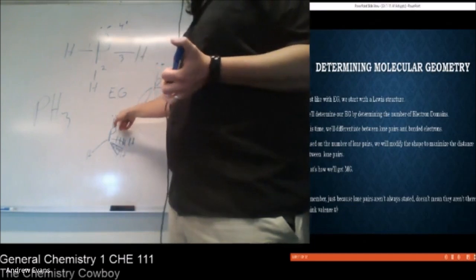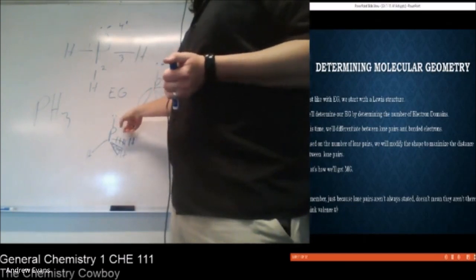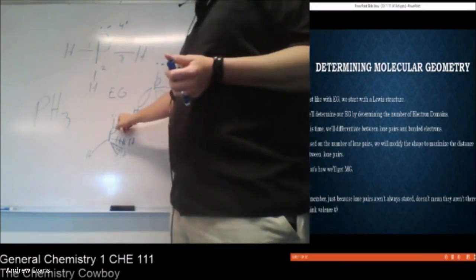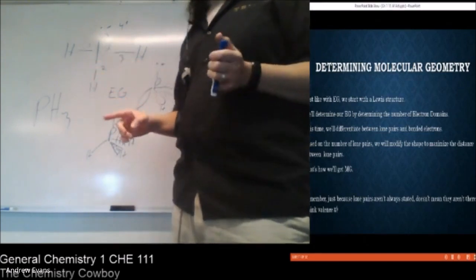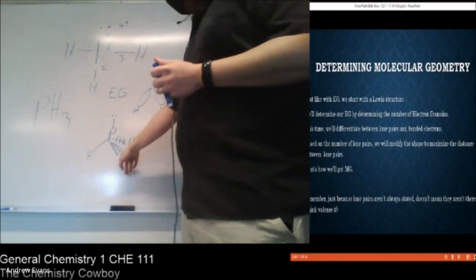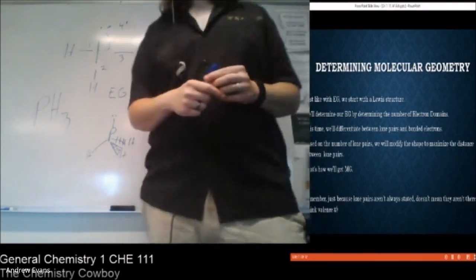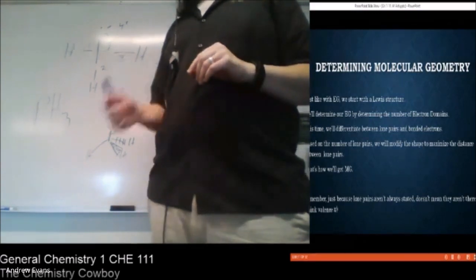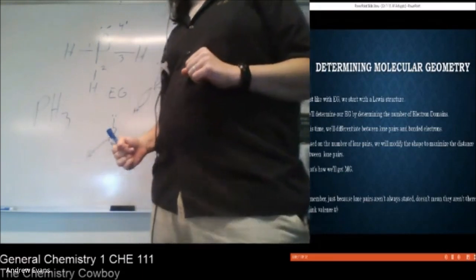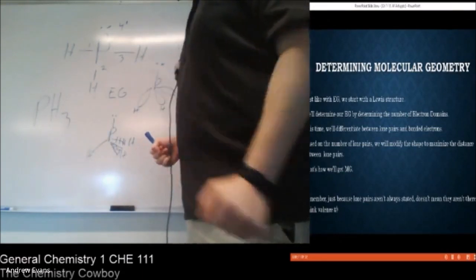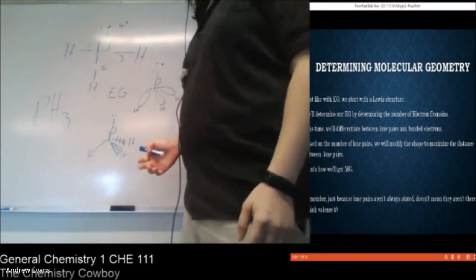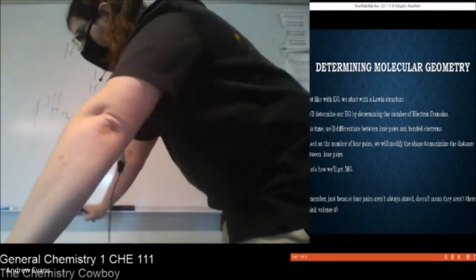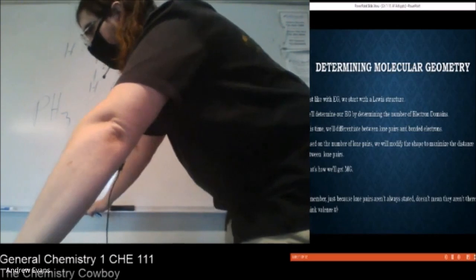Whenever we have a flat line on a structure, these guys are considered to be flat on the paper. So whenever we have just a line, we consider those guys flat. Whenever we draw a wedge, we consider those guys coming towards us, coming out of the paper. Whenever we have a dashed structure, we consider those to be going into the board, away from the structure. So essentially we have a flat hydrogen, a hydrogen coming towards us, a hydrogen going away from us, and a lone pair going straight up.